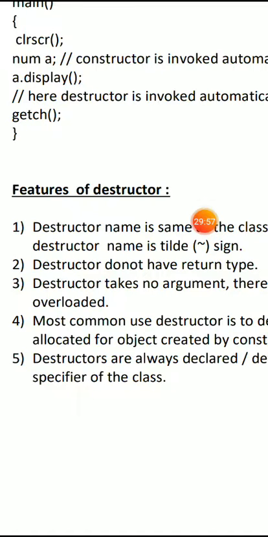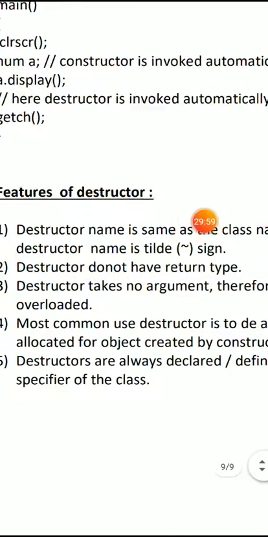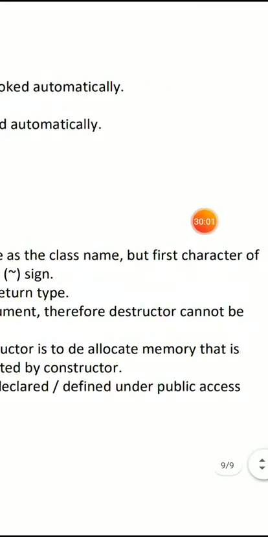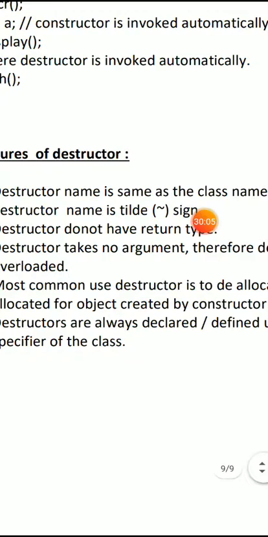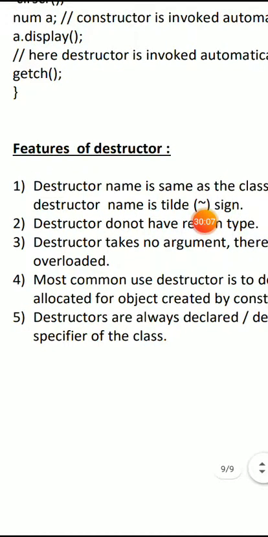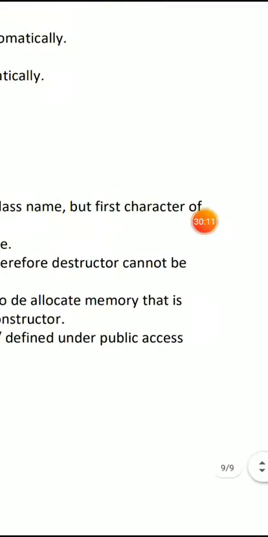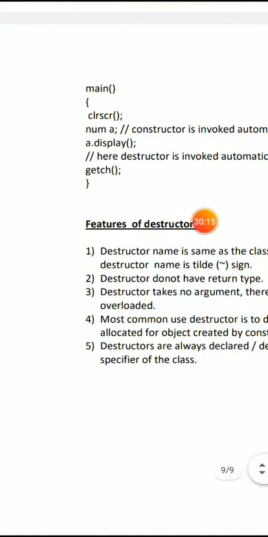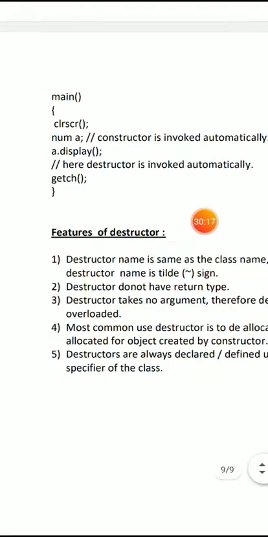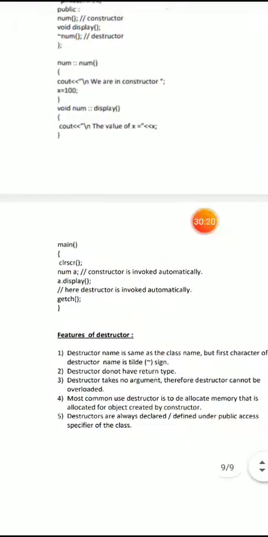Fourth point, the most common use of a destructor is to deallocate the memory that is allocated for objects created by the constructor. Fifth point, destructors are always declared or defined under the public access specifier of the class. I hope this point is also clear. These are the important points related to the constructor and destructor.